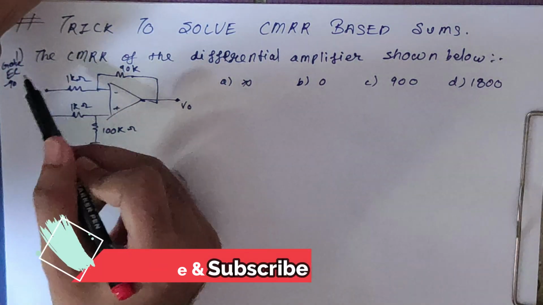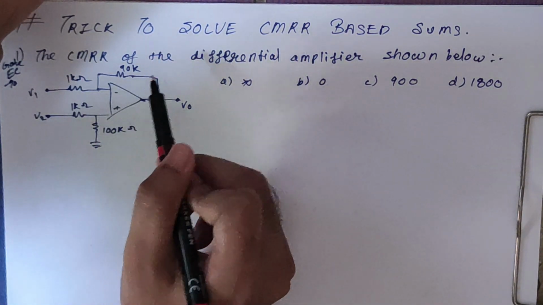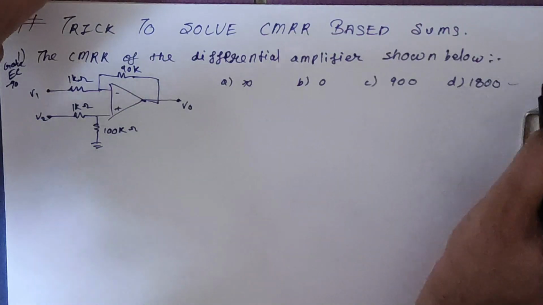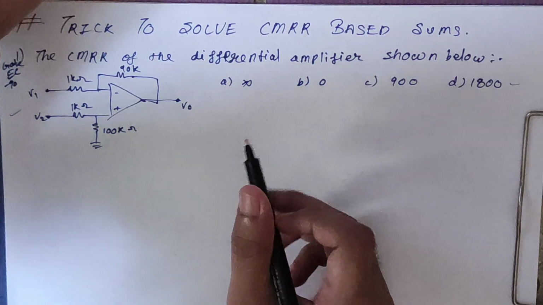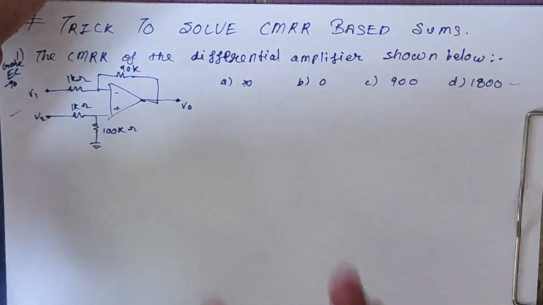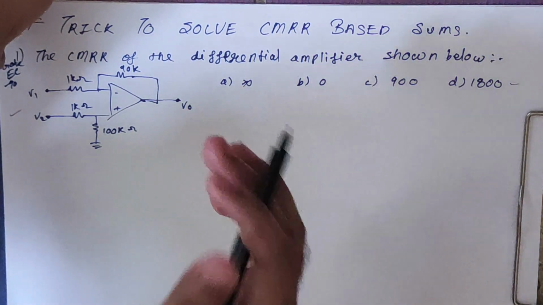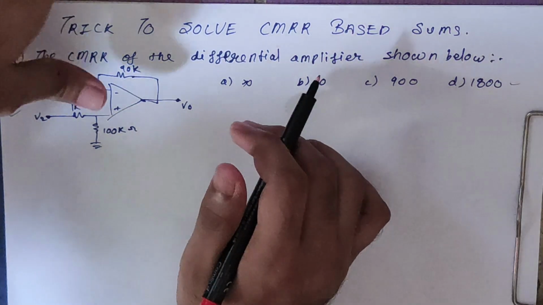So the first sum we have is from GATE EC. Find the CMRR of the differential amplifier shown below, and we have these options, and we have this differential amplifier configuration. In all CMRR sums you will always find this type of configuration only, and you have to find the CMRR of this amplifier.